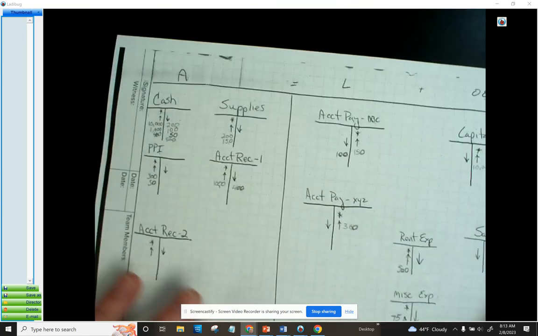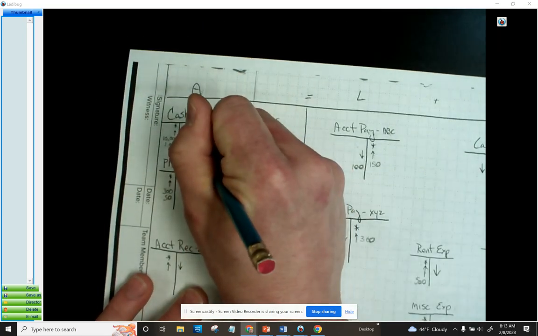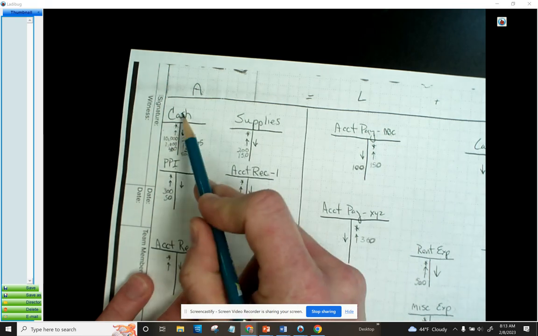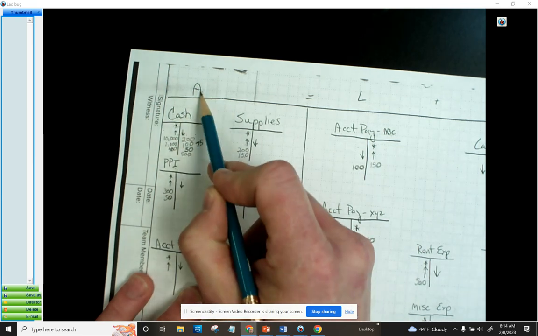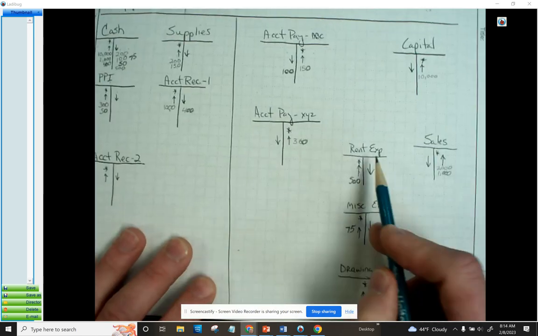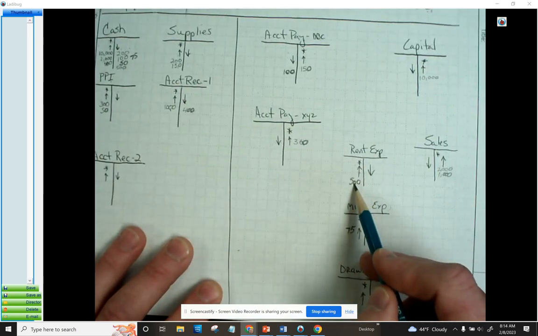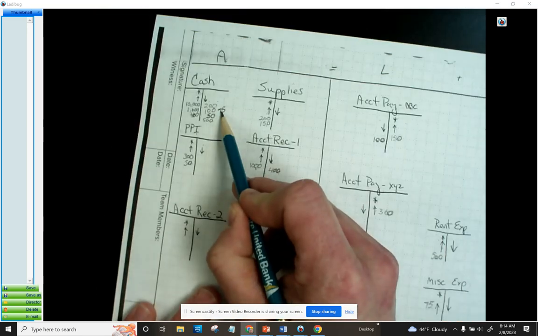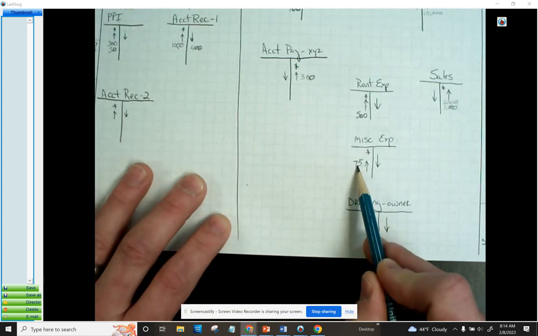We paid cash. We're coming over here. We paid $75 cash for that expense. Cash goes down, assets goes down. Cash is your credit. The expense being paid is your debit. Oh, I'm sorry, right here, 75 is your debit. There's the debit. There's the credit. Paid cash for an expense.